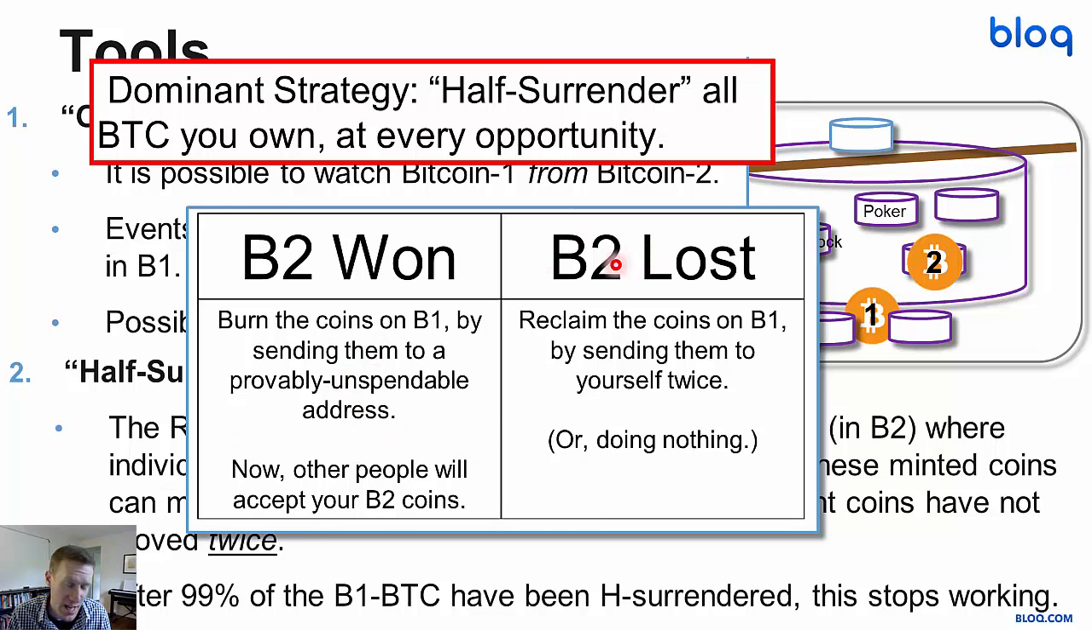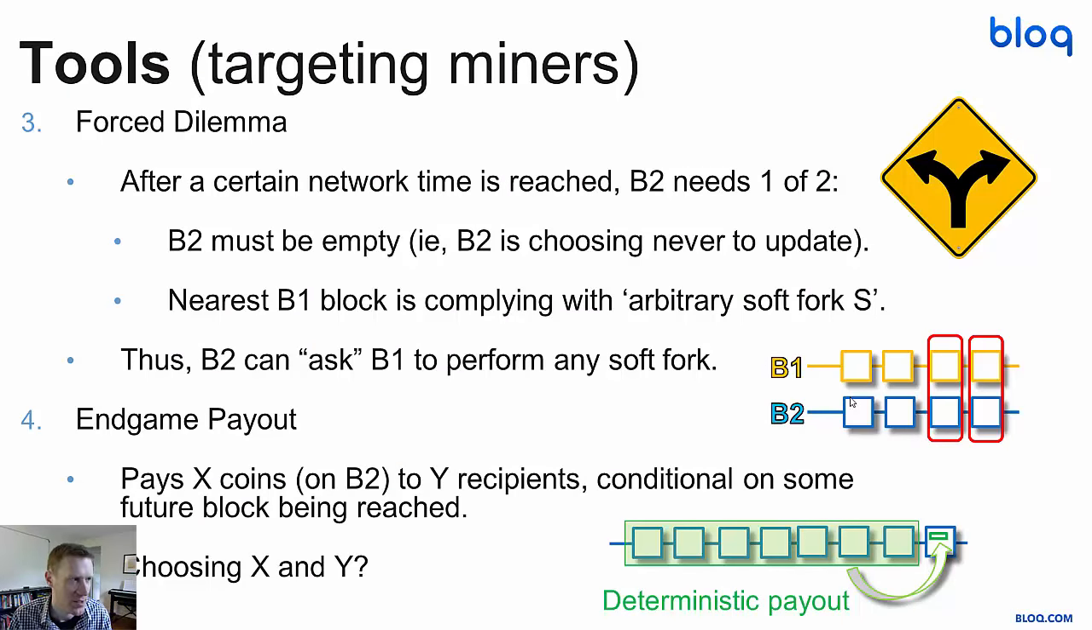And if the attack fails, and B2 loses, all they have to do is send the coins to themselves a few times or just do nothing. It doesn't matter. So they can't lose as long as they follow this strategy of half surrendering. So that's nice. We've already got the coin owners. Now we just need a critical mass of miners, and we'll have already succeeded in our quest.